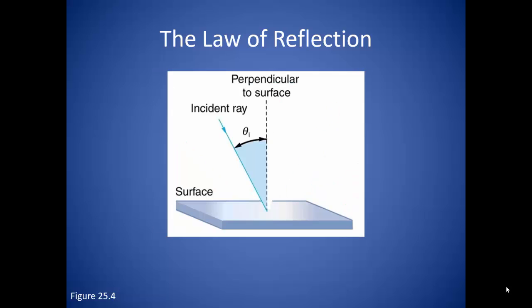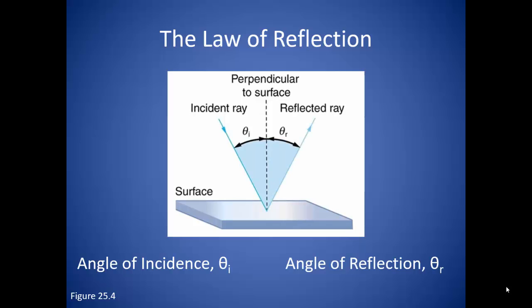If we focus on a single ray, we can say that the ray travels to the surface at some angle perpendicular to the surface. This is known as the angle of incidence or the incident angle. The light ray bounces off and leaves the surface in a different direction. What we find is that the angle of incidence will be equal to the angle of reflection. This is what is known as the law of reflection.